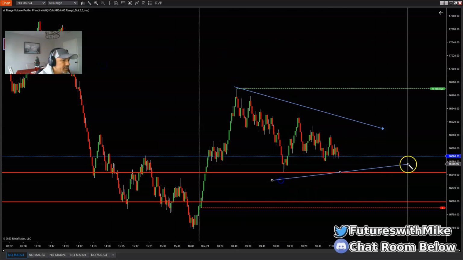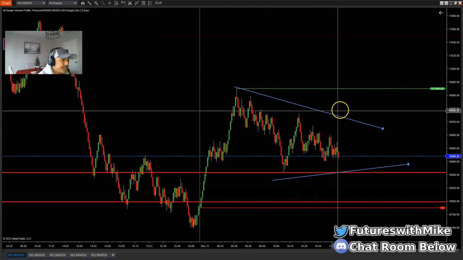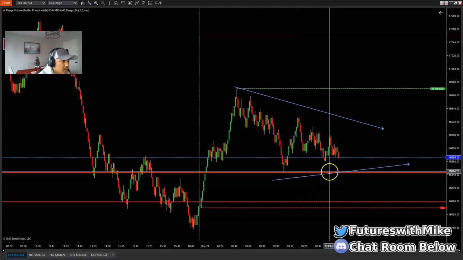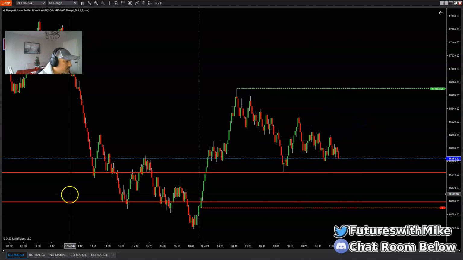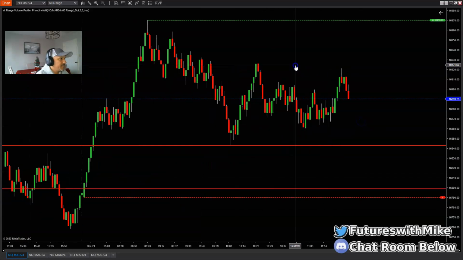This is what the market is doing. We're in a wedge right now, so I'm either waiting for it to break lower or for it to break higher here. I'm just going to wait it out. All right, so there was a short entry, and I didn't take it.